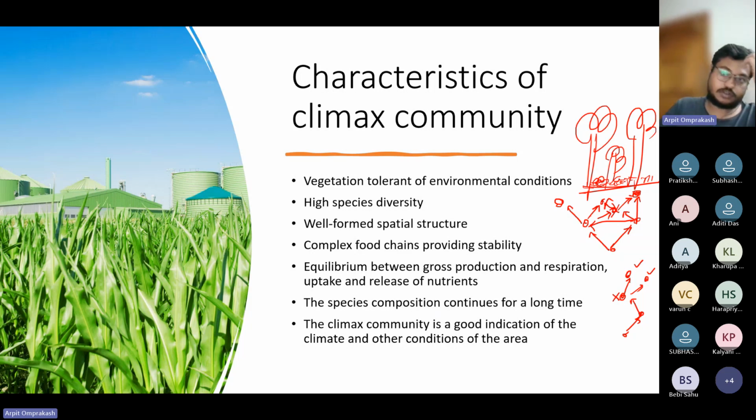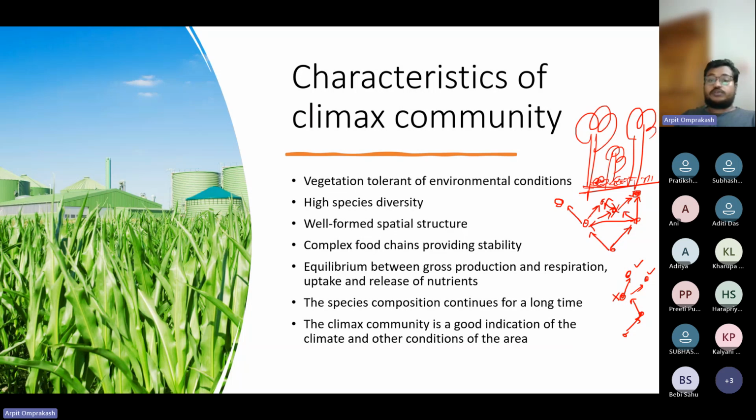So what if that is not the case? What if more nutrients are taken up and fewer nutrients are released? What will happen is, if we have a community where more nutrients are taken up and fewer nutrients are released, eventually the amount of nutrients present in the environment will decrease. And because of that, many of the species will tend to die and the community will tend to change. Right.